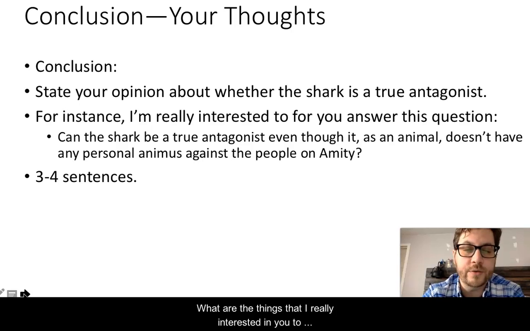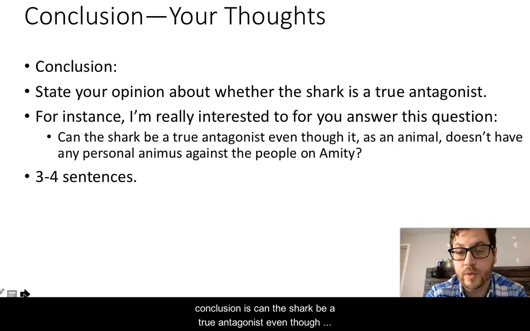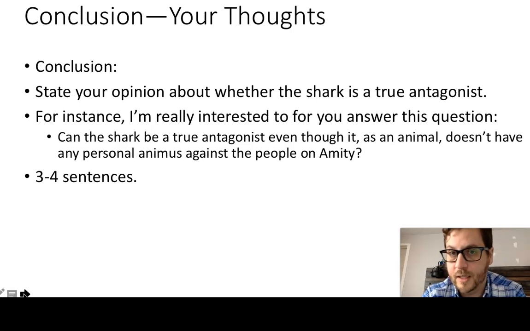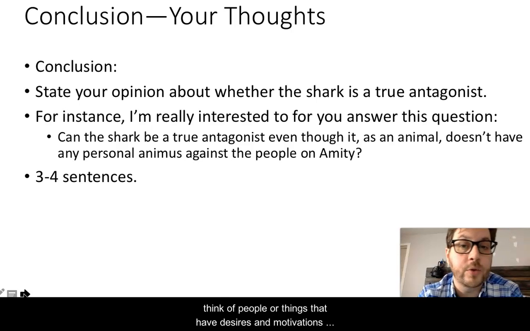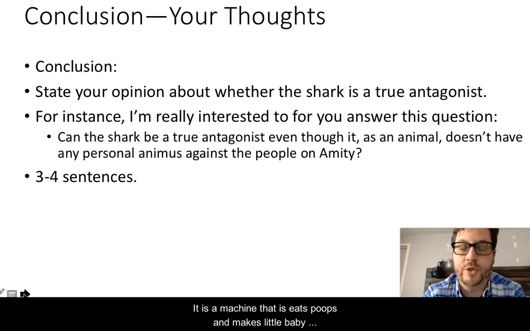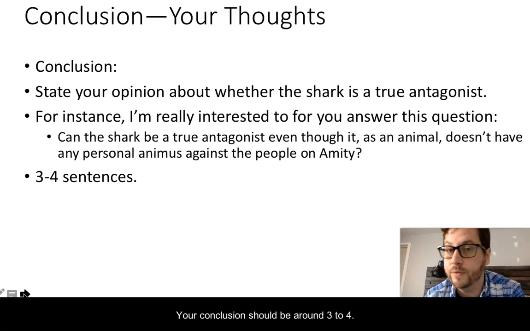One of the things that I'm really interested in you answering, and seeing how you can describe this in your conclusion, is: can the shark be a true antagonist even though, as an animal, it doesn't have any personal animus against the people of Amity? So when we think of normal antagonists, we tend to think of people or things that have desires and motivations to stop our protagonist. In this case, though, the shark is just a shark. It's there to eat. As Hooper says in the film, it is a machine that eats, poops, and makes little baby sharks. So can something that only has that range of desires, if we can even say that, represent a true antagonist for the film? Your conclusion should be around 3 to 4 sentences.